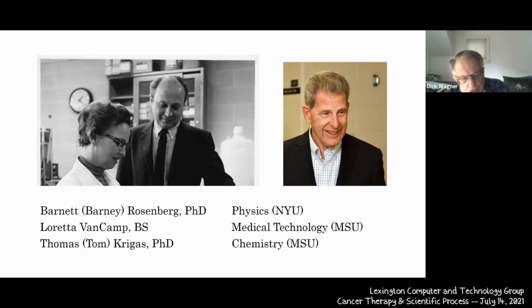The third person is Thomas Krieges. He's on the right. Now, the picture on the left was taken around 1969, 1970. The picture on the right was taken 3 years ago. So you have to picture Tom like 50 years younger than you see him on the right, with a little bit more hair. He was a graduate student in chemistry.